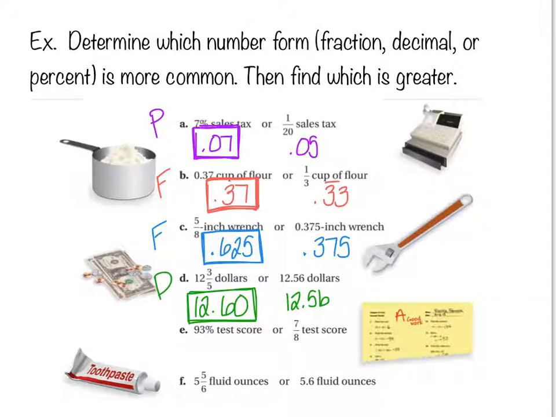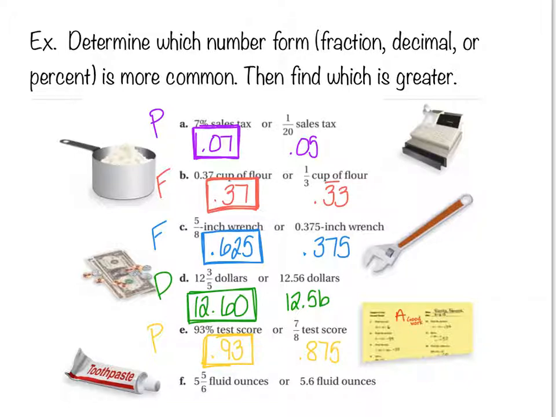Example E, are you more likely to get a test grade back with a 93% or a 7/8? Now, some teachers do put 7 out of 8. And usually that would be given to you, say, on a quiz, for example, where there's not a lot of questions. But normally, if you're talking about a test score, they're going to give it to you as a percentage. So as a decimal, that would be 0.93. And if you score 7 out of 8, 7 divided by 8 is 0.875. So 0.93 is going to be bigger.